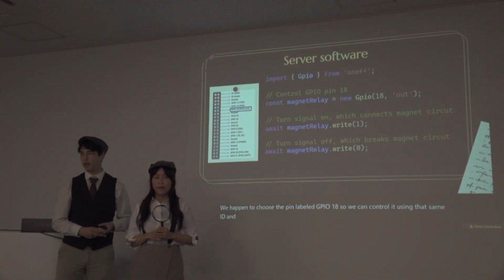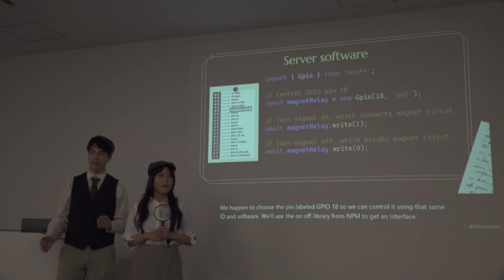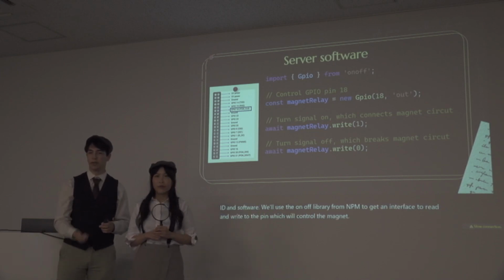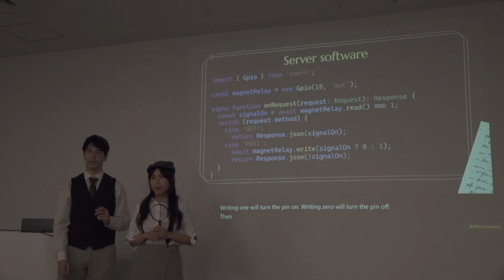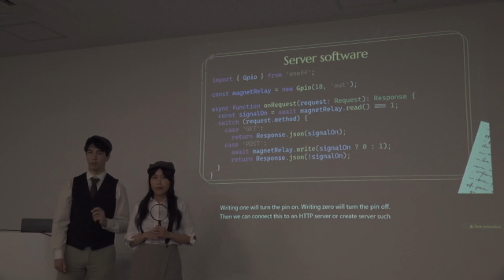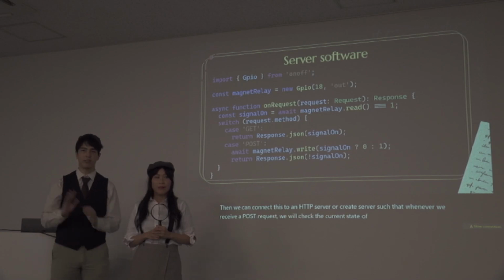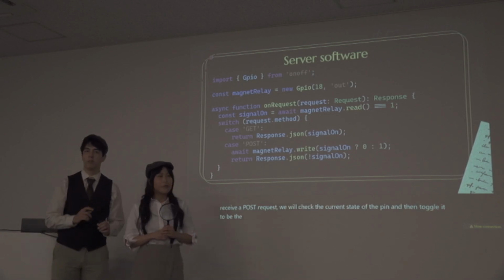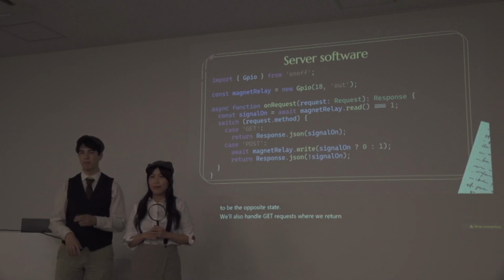We'll use the onoff library from NPM to get an interface to read and write to the pin, which will control the magnet. Writing 1 will turn the pin on, writing 0 will turn the pin off. Then, we can connect this to an HTTP server. We'll create a server such that whenever we receive a POST request, we will check the current state of the pin and then toggle it to be the opposite state. We'll also handle a GET request where we return the current state of the pin.